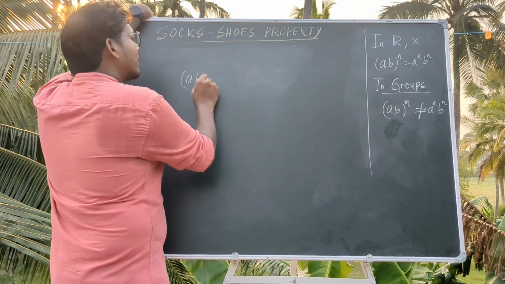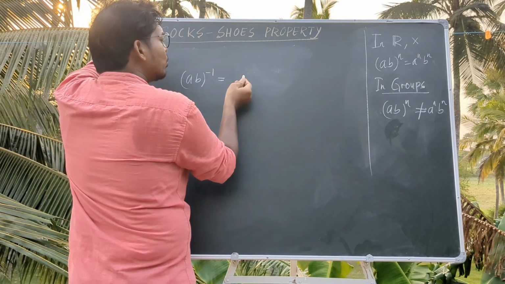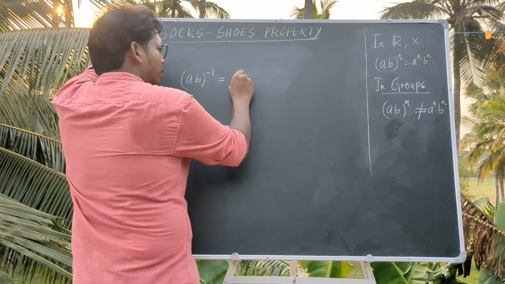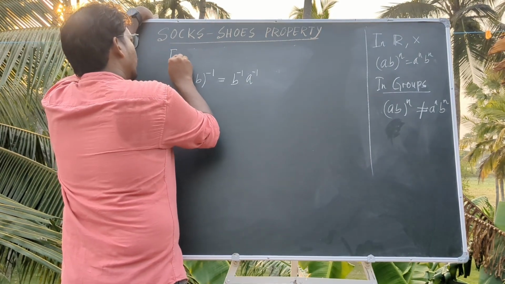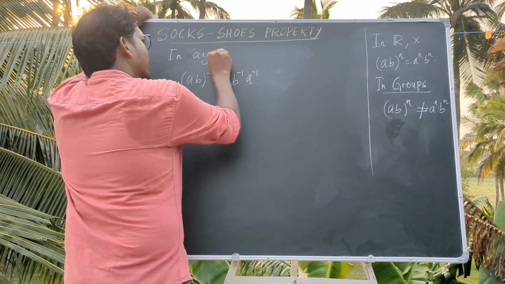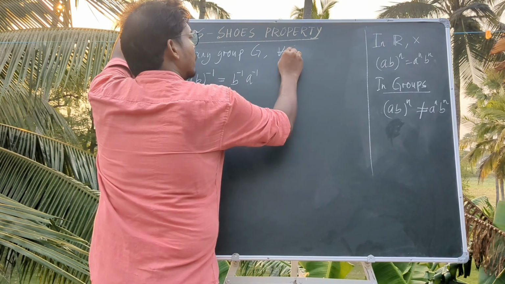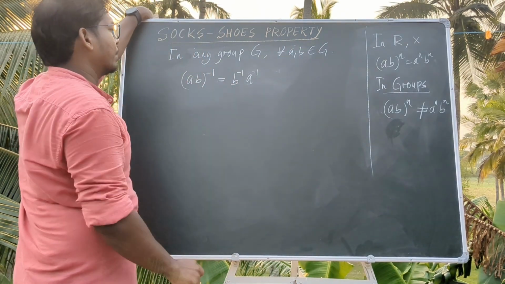The inverse of a product is the same as the product of their individual inverses but in opposite order: (ab)^-1 = b^-1 a^-1. It holds in any group G, for any two elements from that group.